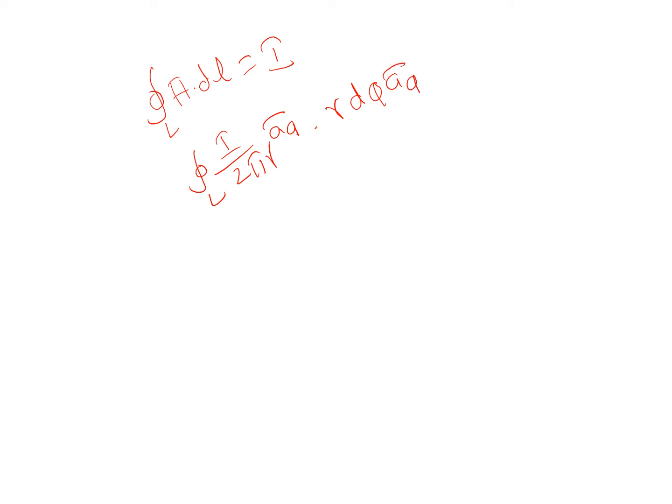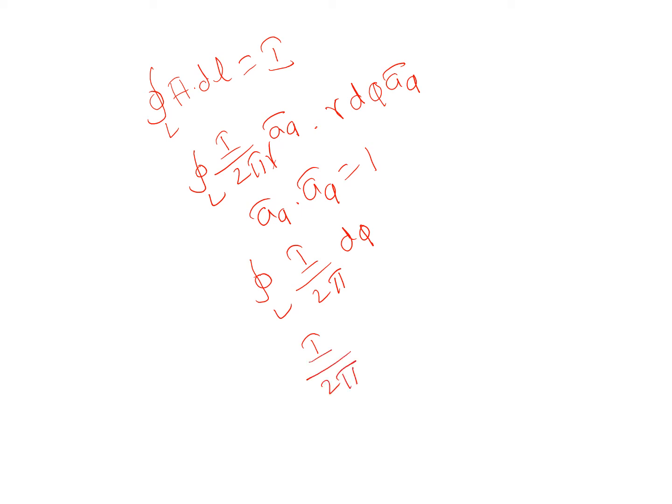I will take the LHS term and substitute the terms here. a phi bar dot a phi bar equals 1, and r is cancelled. Then the equation becomes the line integral of I by 2 pi into d phi. So r cancels and a phi bar dot a phi bar equals 1. Here I take the constant terms outside: I by 2 pi is the constant term, and the integral of d phi is phi.